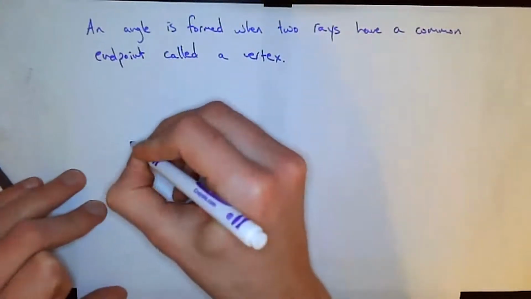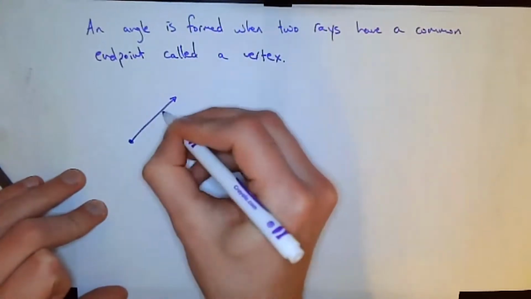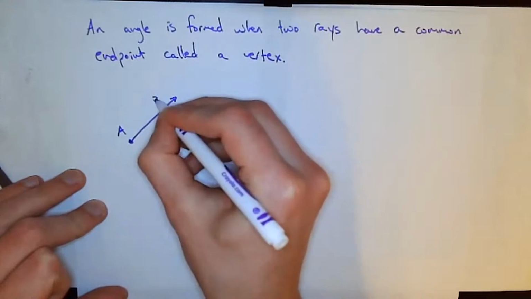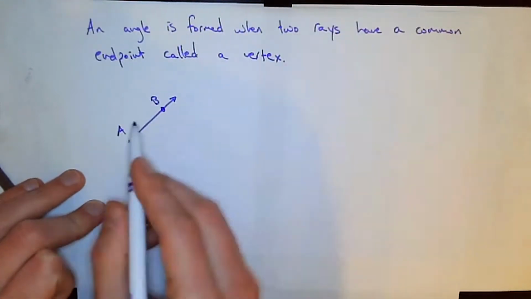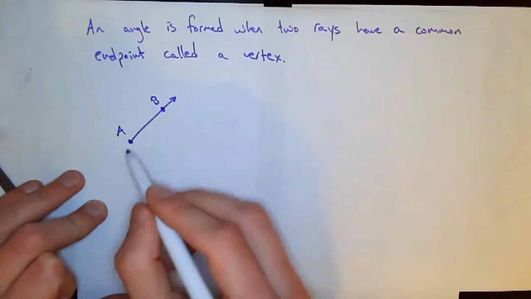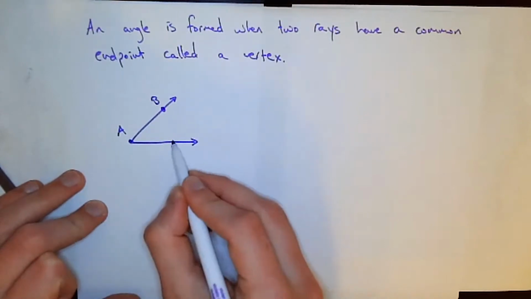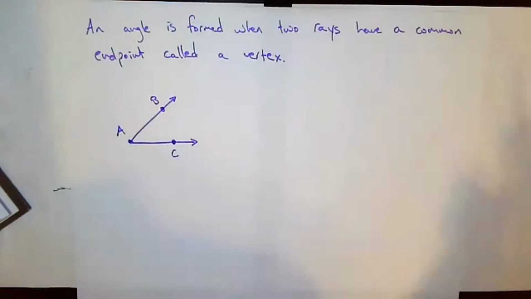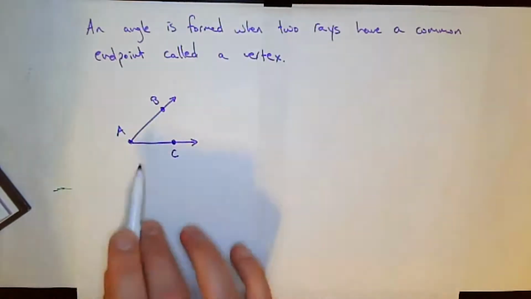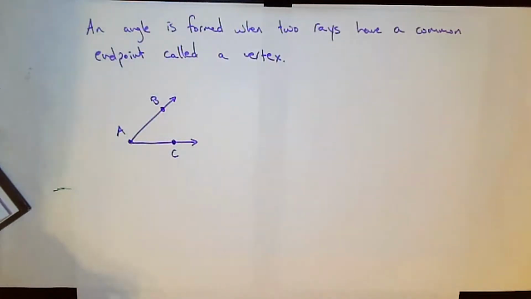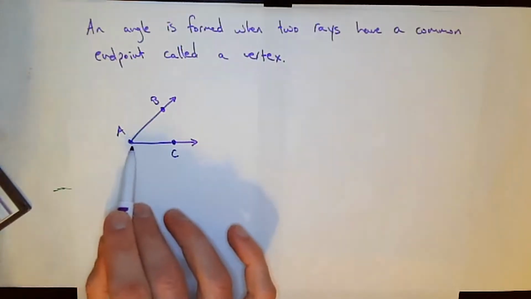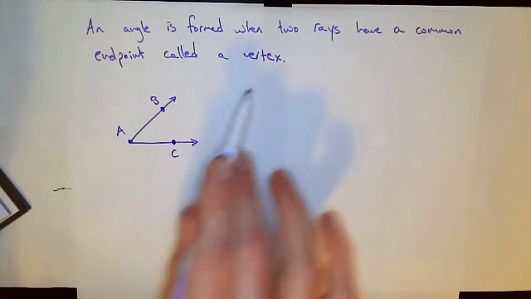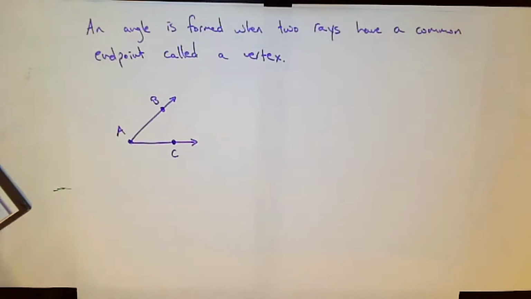So here's a picture of an angle. You've got some ray, maybe ray AB here, and then another ray that shares an endpoint with this. So A is the endpoint here. Maybe some other ray AC. Together, they create an angle. And this letter A here, this point where they're sharing that endpoint, we call that the vertex.